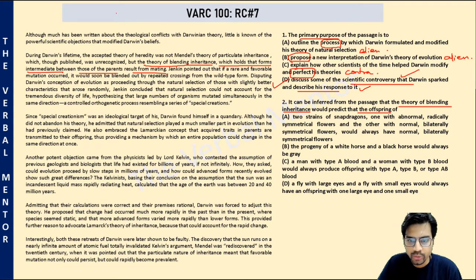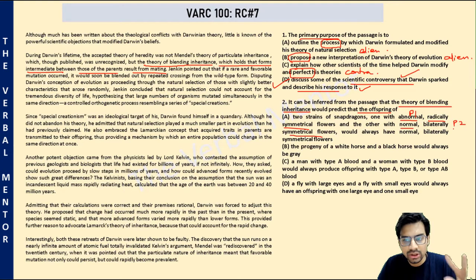Okay. Option A. Two strains of snapdragon, one with abnormal, radially symmetrical flowers. Let's call it parent 1, P1. So one strain of snapdragon has abnormal, radially symmetrical flowers. So these features are P1, parent 1, and the other with normal, bilaterally symmetrical flowers. Let's call it parent 2.